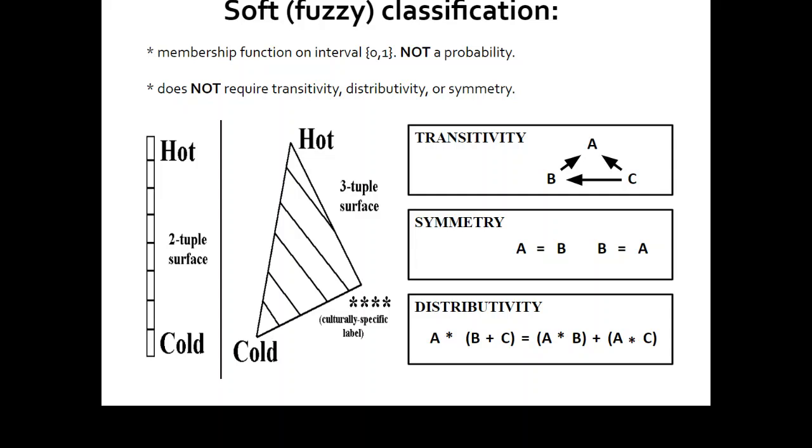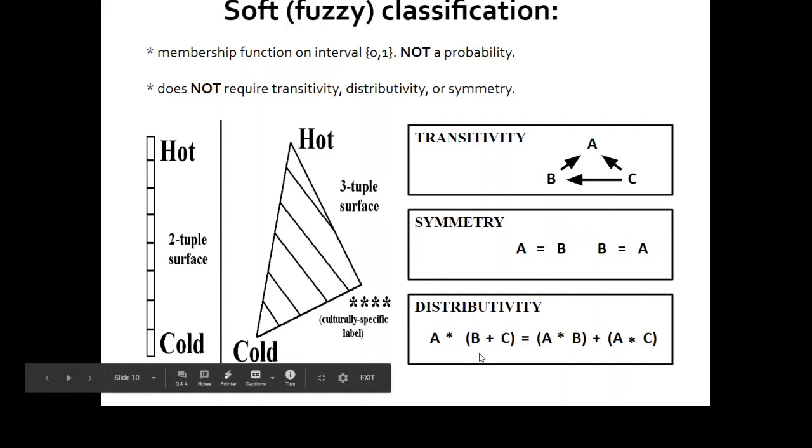But what's important here is that this approach does not require transitivity, distributivity, or symmetry. And you see what those are. Transitivity is where, if B is greater than A and A is greater than C, then B is greater than C. And that's violated often with these. Symmetry is where if A equals B, then B equals A. That's also not always the case.